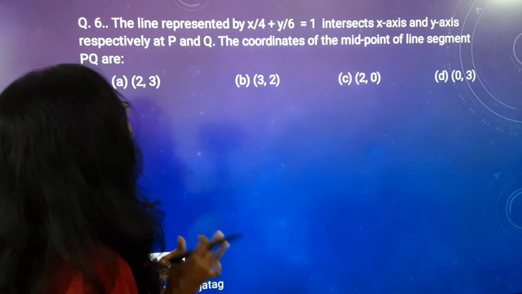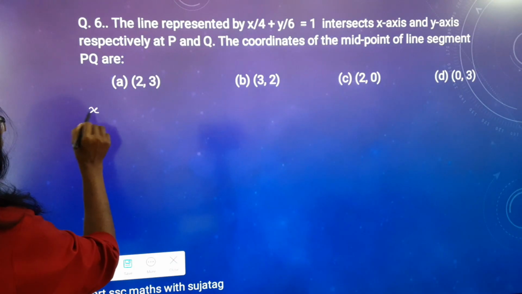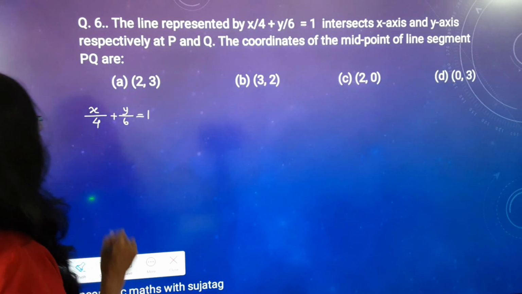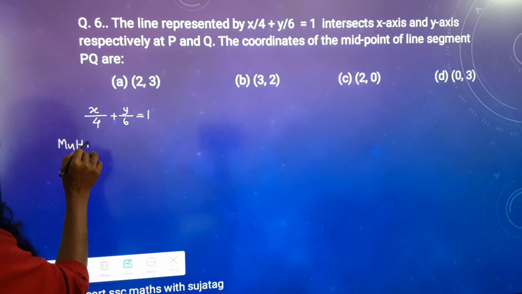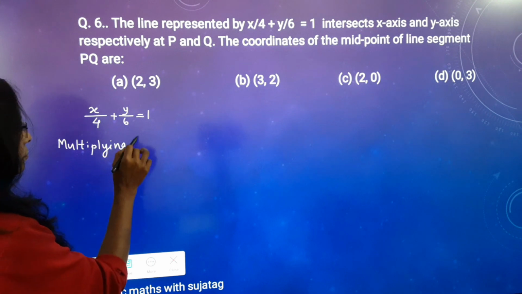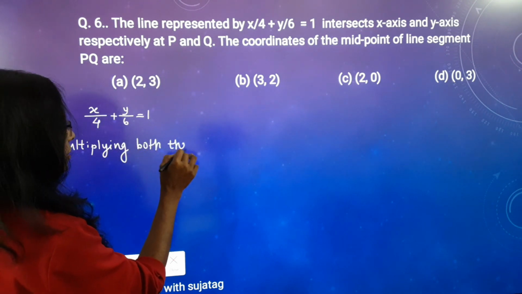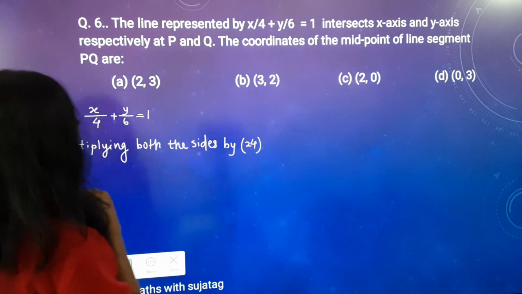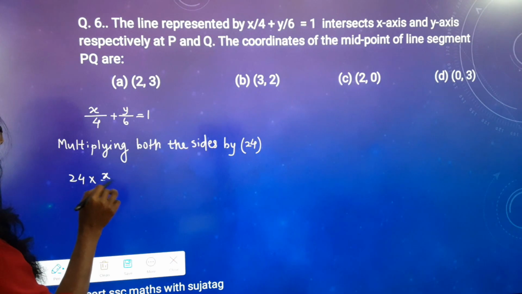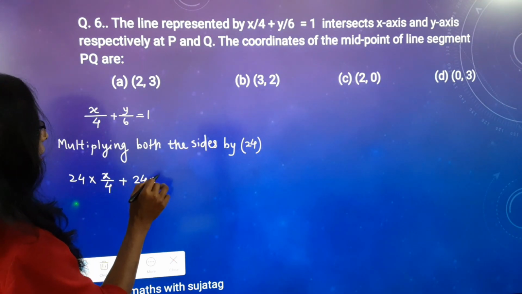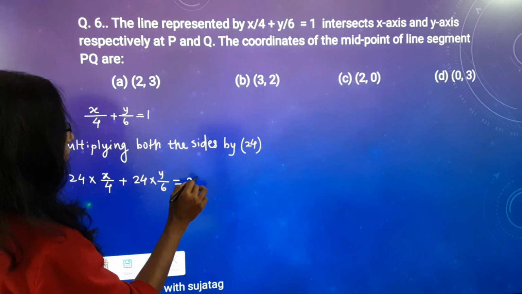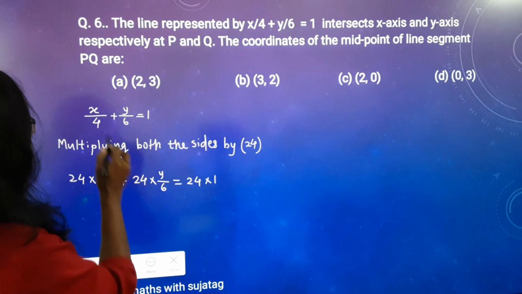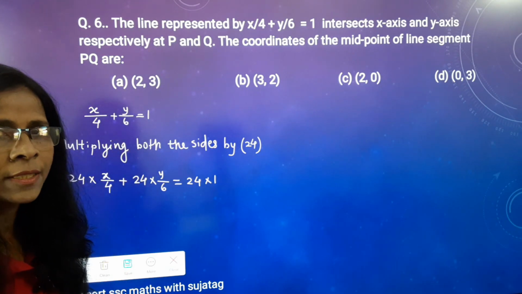First, the given equation of the line is x upon 4 plus y upon 6 is equal to 1. So multiplying both the sides by 24, we get 24 multiplied by x upon 4 plus 24 multiplied by y upon 6 is equal to 24 multiplied by 1. Why do I multiply by 24 on both the sides? Because the product of 4 and 6 is 24.